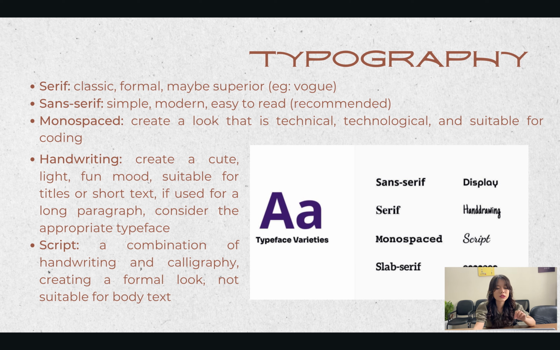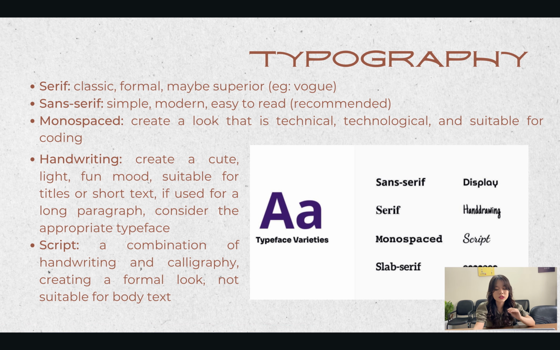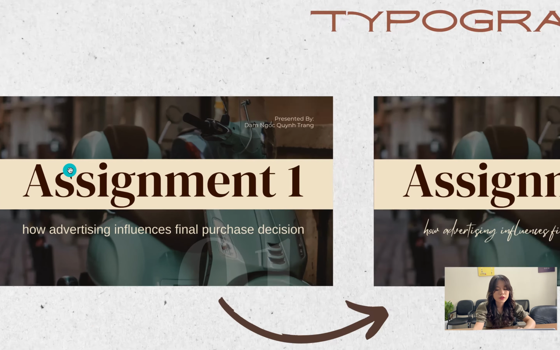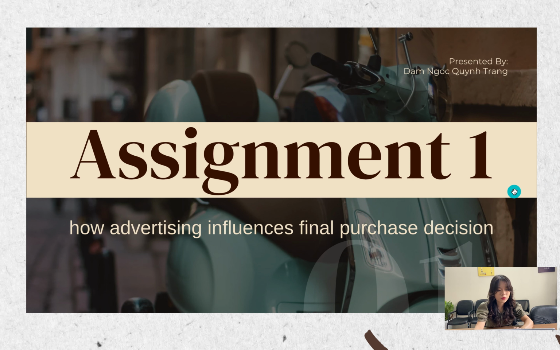So next I want to introduce an example of how I can apply handwriting and script typography in the design. This is a slide I made for my presentation in school. Assignment 1 is the main title, and the topic is how advertising influences final purchase decision. You can see it's really a normal design. Nothing is beautiful here, because the elements, like the rectangle, are very sharp, the text is very sharp, everything is just in a line.